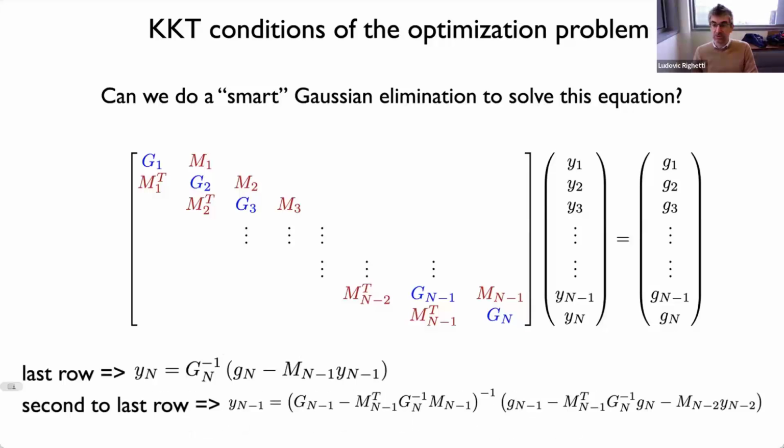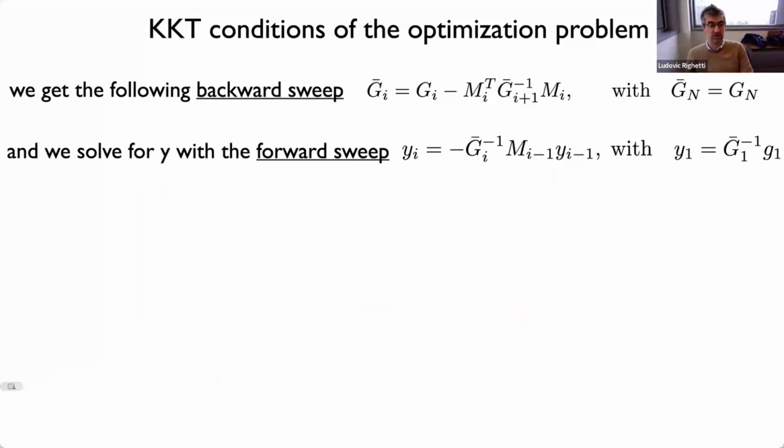So I can start solving by the last row, right? So the last row, I can just say y is equal to g minus 1 times etc. So I can write this equation. It's not so interesting to see the details, but I can start solving from the bottom, and then I can solve the second to last row, and I get something. And then if I keep doing that, I can go all the way up. And then I get what I call the backward sweep, right? So I start from the back. What I will solve for is what I call G bar, which is a bunch of matrices like that.